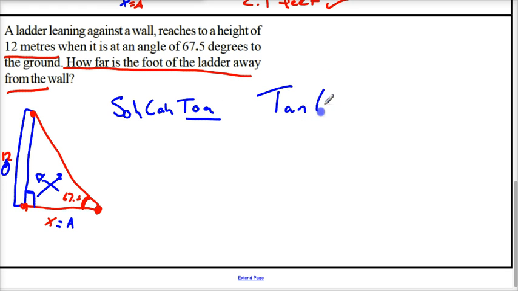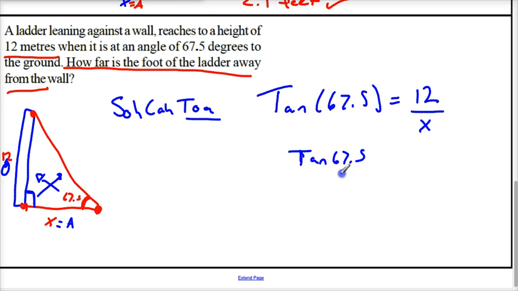So the tan of 67.5 is equal to opposite over adjacent. We set up our equation again, so tan of 67.5 over 1 is equal to 12 over x. And now we cross multiply and I get x times the tan of 67.5 is equal to 12.